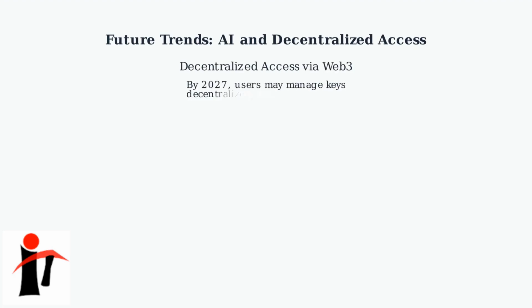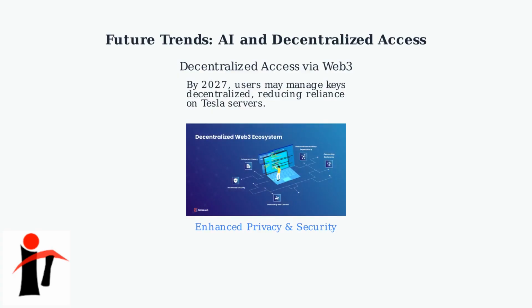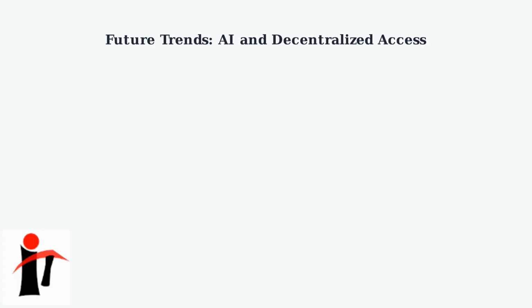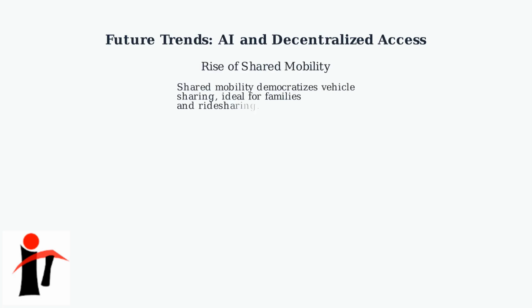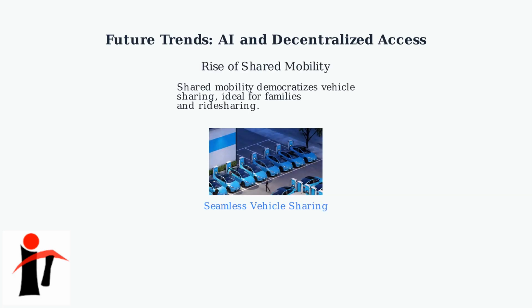Experts predict that by 2027, fully decentralized access via Web3 integration might be possible, allowing users to manage keys without relying solely on Tesla's servers. This brings enhanced privacy and security. As shared mobility continues to rise, these advancements will become increasingly important. The rise of shared mobility helps democratize vehicle sharing and makes Tesla ideal for families or ride sharing purposes.